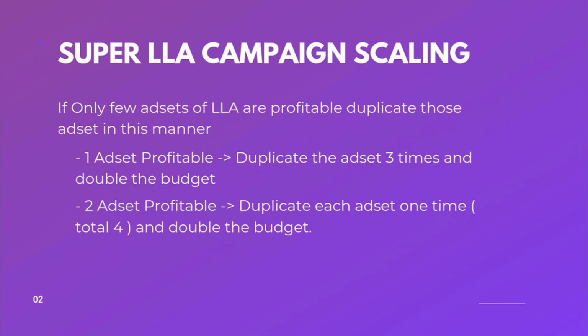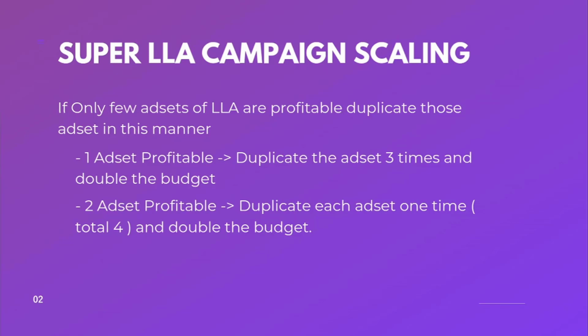Now let's say only a few ad sets of lookalike are profitable, what will you do? Let's say you have 95% video views, and within that campaign you have three ad sets: 1%, 1 to 2%, and 2 to 3%. Out of those three ad sets, you have only two ad sets working well and one not well. In that case, what will you do? If one ad set is profitable out of those three ad sets, you will duplicate the ad set 3 times and double the budget. Simple. If one ad set is profitable, duplicate the ad set 3 times into a new campaign and double the budget.